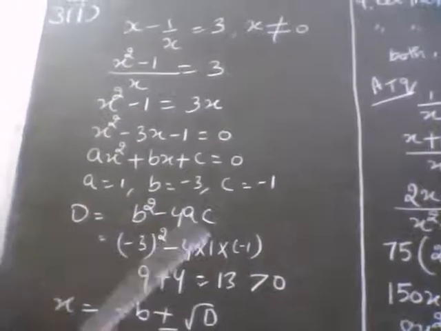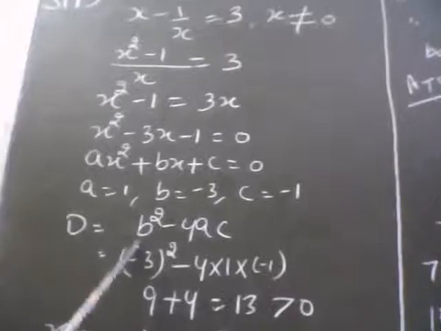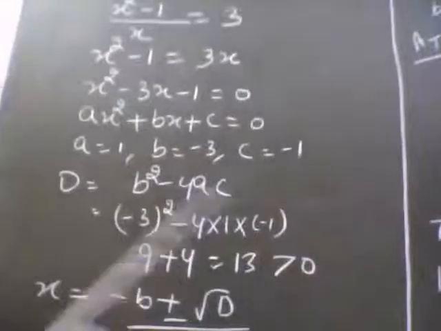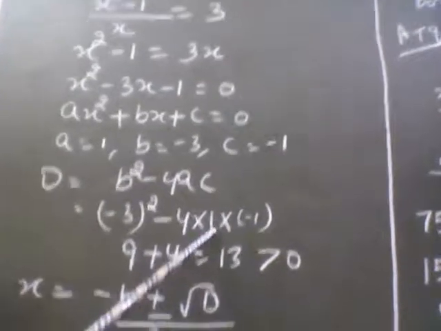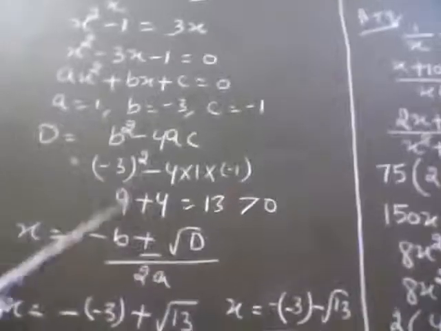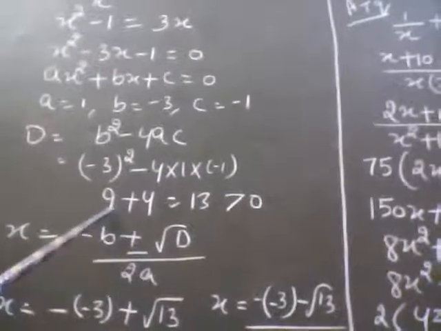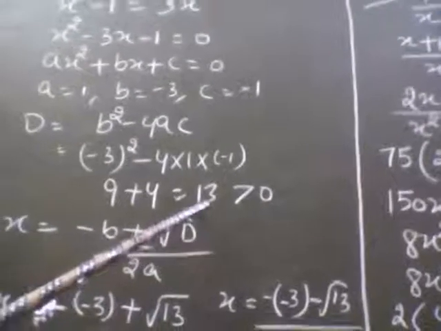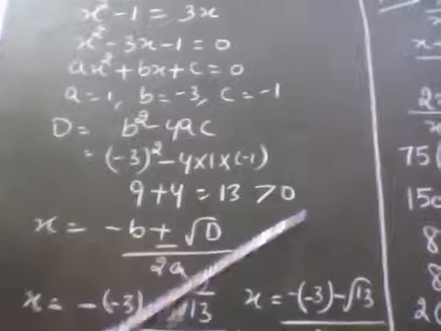Now for the quadratic formula, first of all, we have to find out d, that is b square minus 4ac. So b is minus 3 square minus 4 into a is 1 and c is minus 1. Now minus 3 square is 9, and minus minus is plus, and 4 ones are 4. 9 plus 4 is 13. This is a positive number, so d is greater than 0. So the roots will exist.